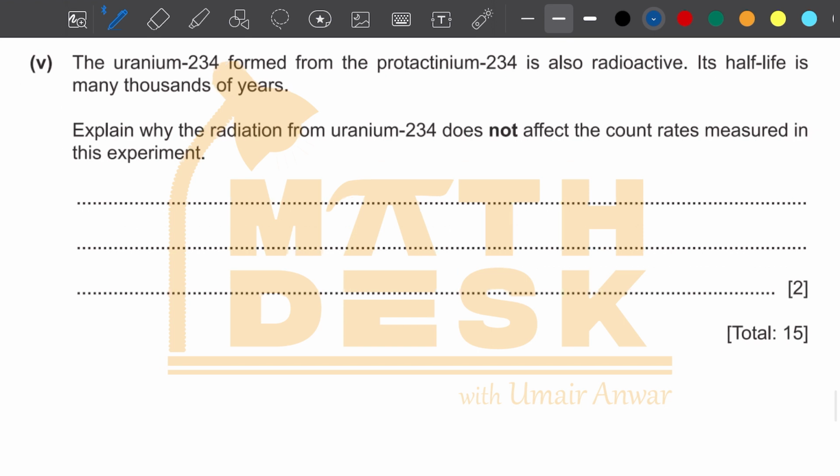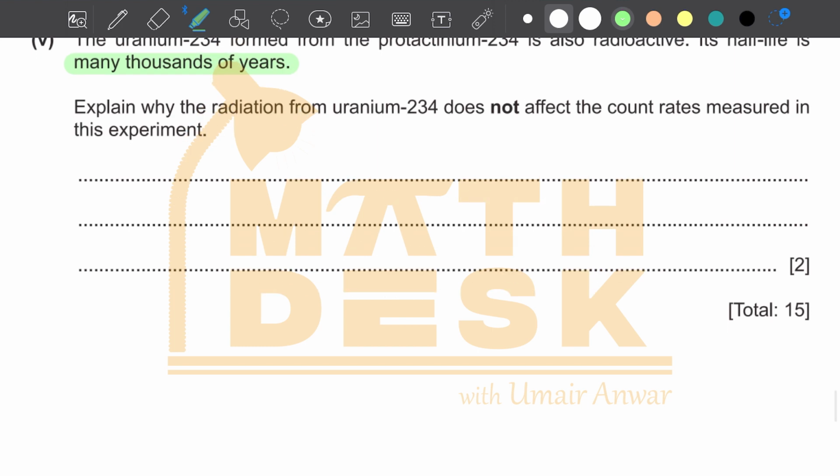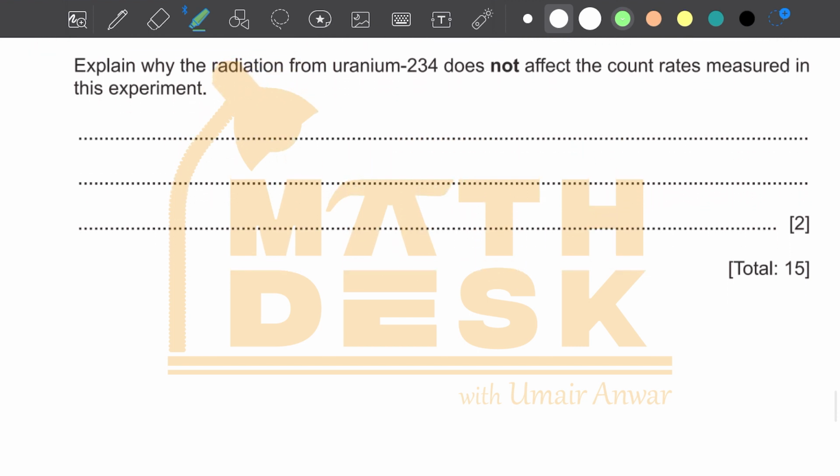The next part says the uranium-234 formed from protactinium is also radioactive. Its half-life is many thousands of years. So which means that it is radiating at a very slow rate. That is why it is having a very large half-life. Explain why the radiation from uranium does not affect the count rates measured in this experiment.